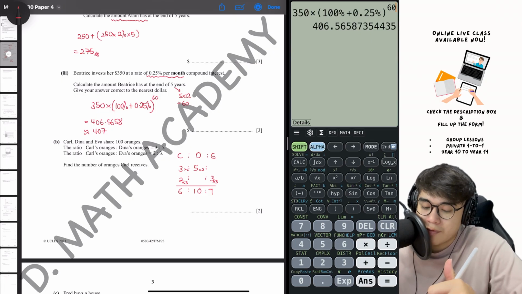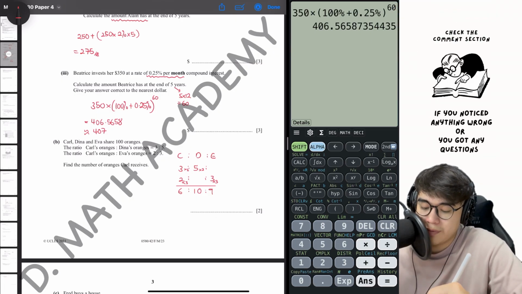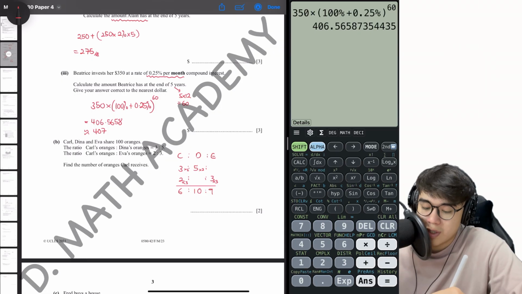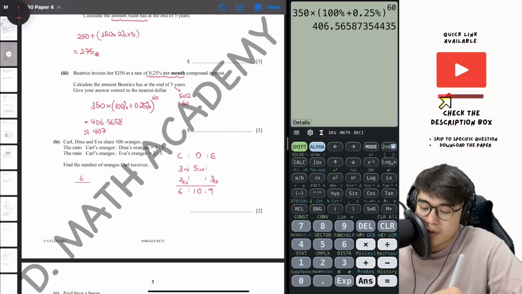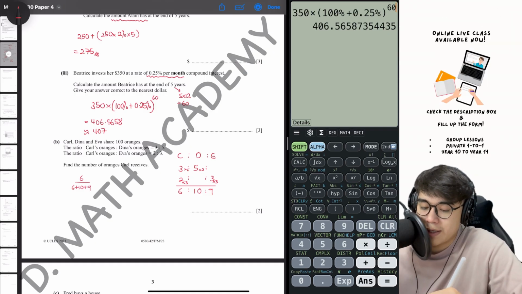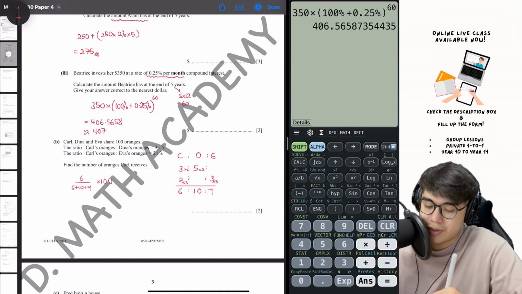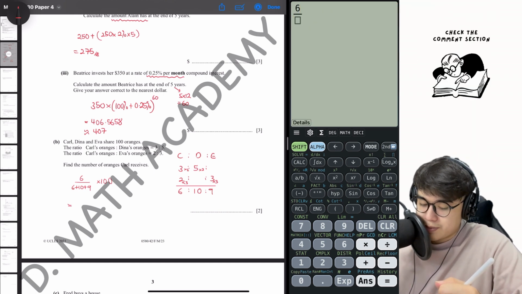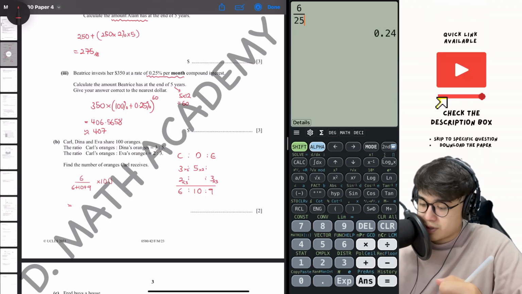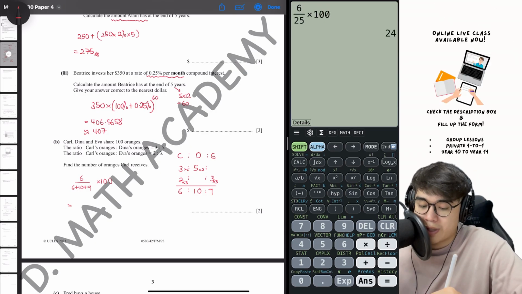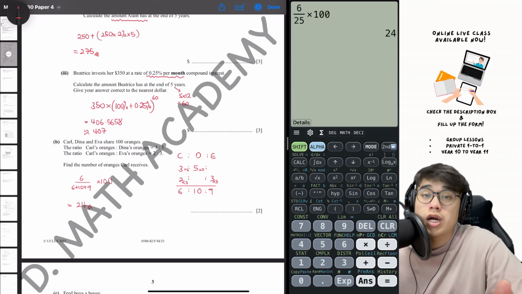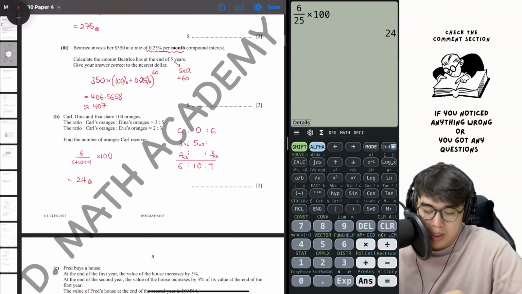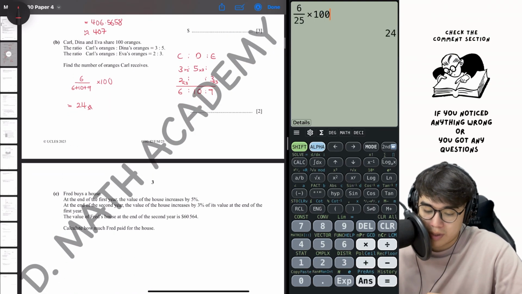Okay, number of oranges Carl received. So we will have 6 over 6 plus 10 plus 9. This is the total ratio. And they share the 100 oranges. So let's try to work this out. 6 plus 10 plus 9, that's 25 actually. Then multiply it by 100, you will get the value as 24 oranges. Okay, so this is for part B. Okay, this question is quite long.